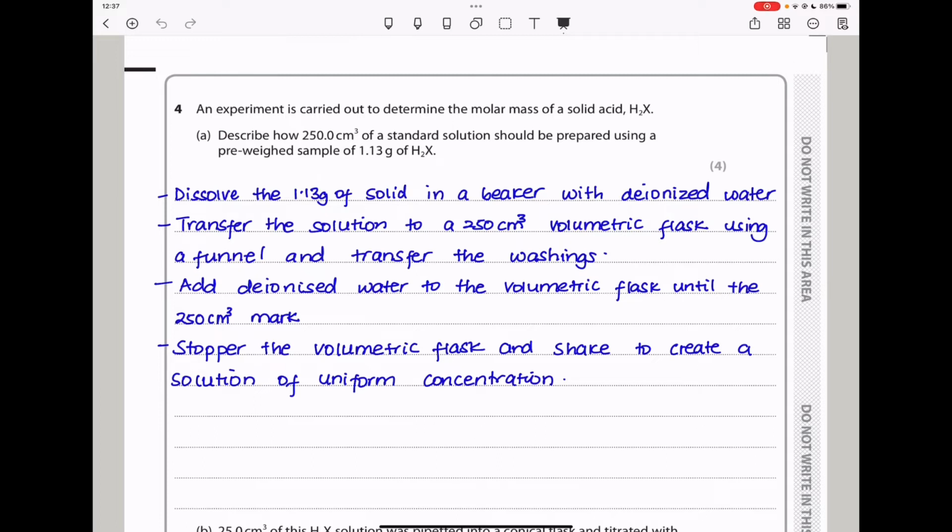Then you will add deionized water to the volumetric flask until the 250 centimeters cubed mark, and then you stopper the volumetric flask and shake to create a solution of uniform concentration. That will be your standard solution.